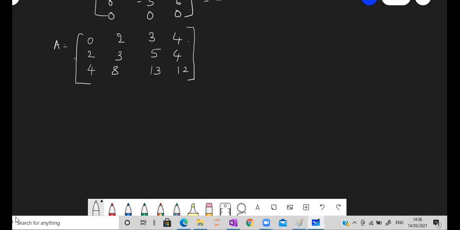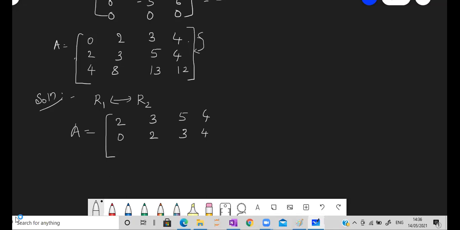Can anybody tell me what is the first operation to be applied? Arrange the rows. We have to interchange the rows. Which two rows? First and second. Let us interchange them. So R1 is interchanged with R2. A will be 2, 3, 5, 4, 0, 2, 3, 4, 4, 8, 13, 12.